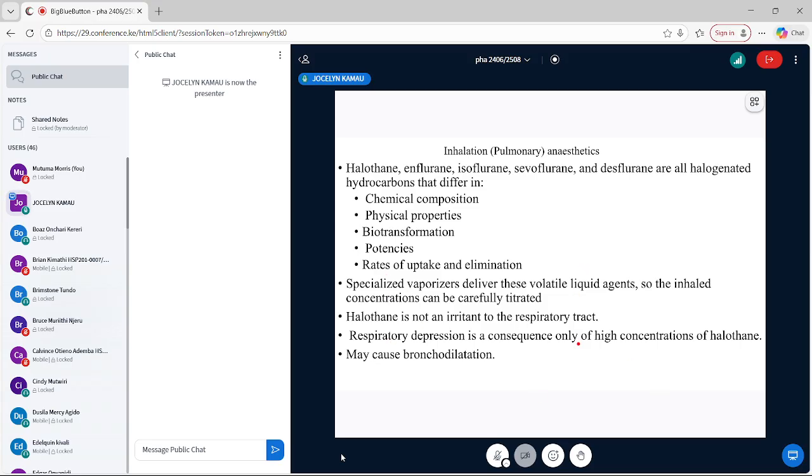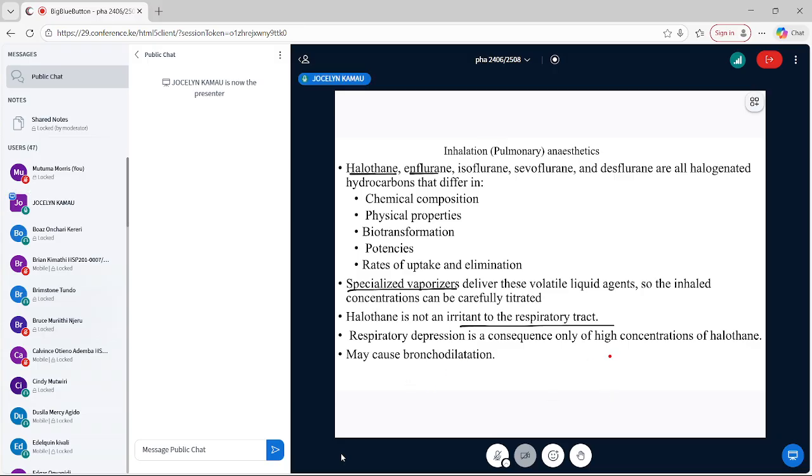We had actually discussed this slide. Because they are volatile, you must use specialized vaporizers, and that is what makes these drugs sometimes a bit expensive. As you mentioned about desflurane, it is not very stable as a liquid at room temperature, and therefore it requires a very specialized vaporizer, and so becomes quite expensive. Halothane is not an irritant to the respiratory tract. That was a requirement for an ideal general anesthetic, which we had already mentioned.